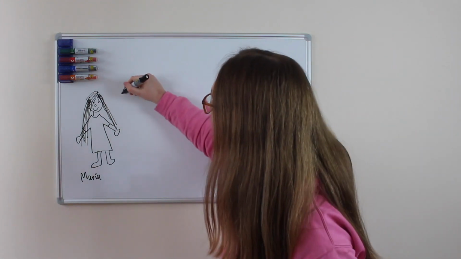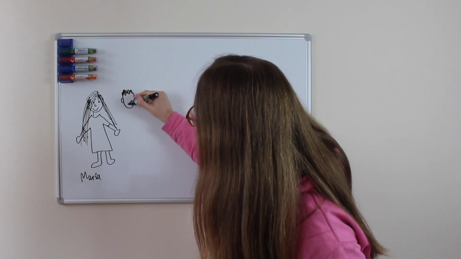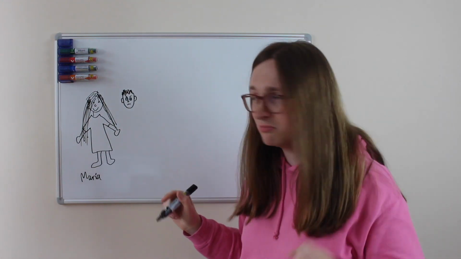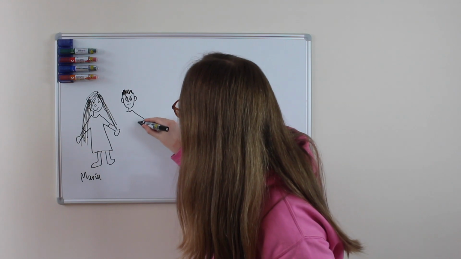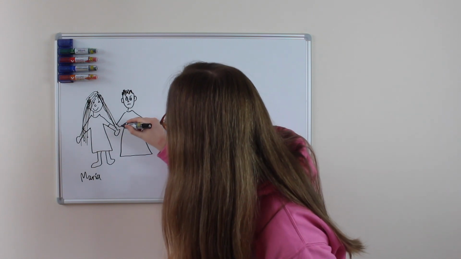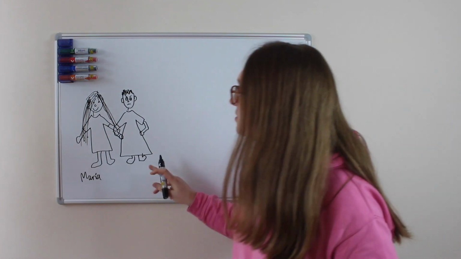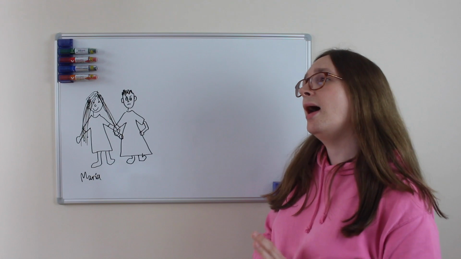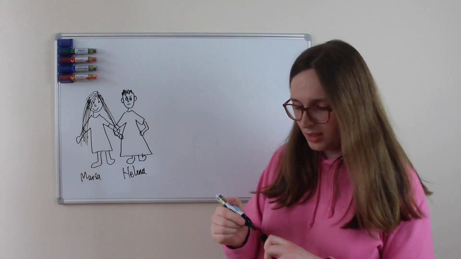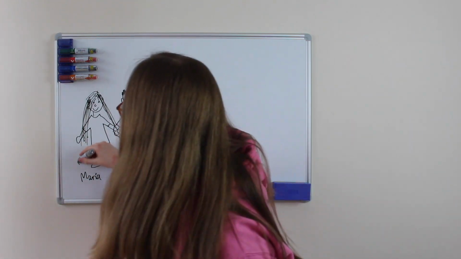And the second girl had short hair. She is angry. And a big dress. So the second girl was called Helena. And the two girls were sisters. They lived together in a house.